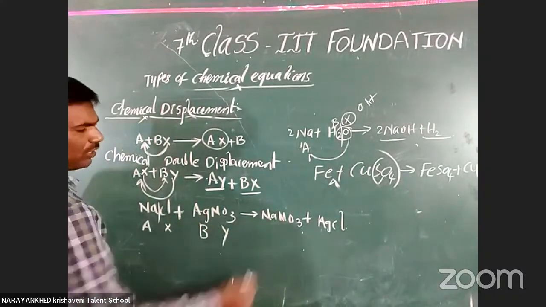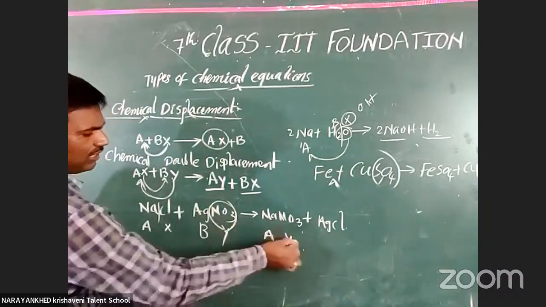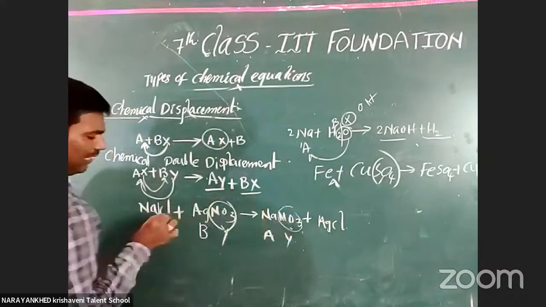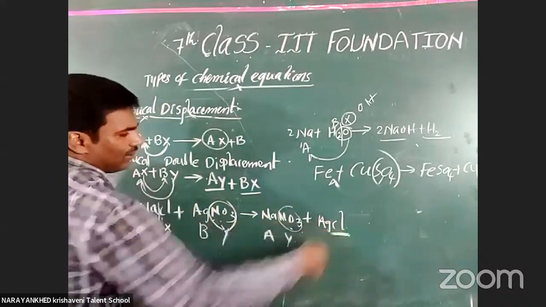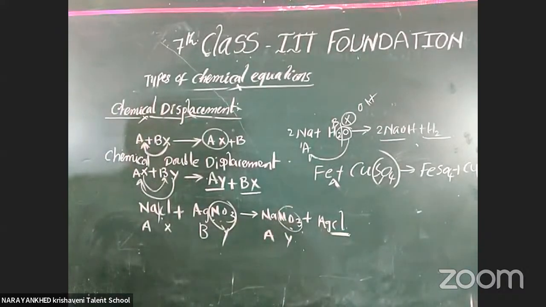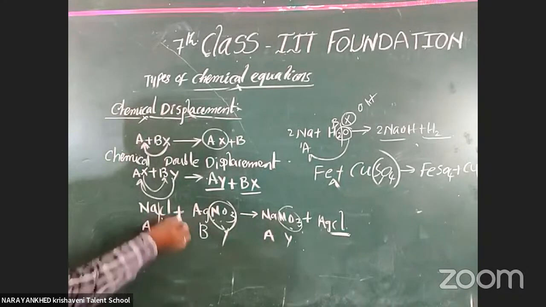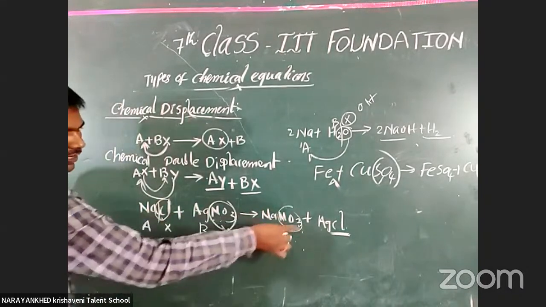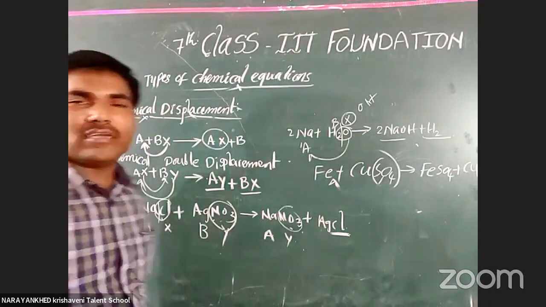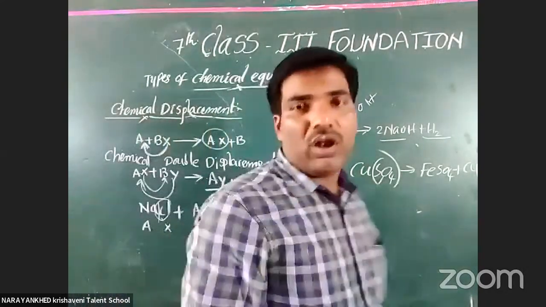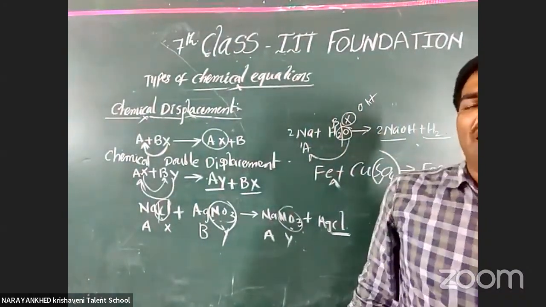Now on the product side, one second. What happened? ANO3. Here Y is replaced by X. And here Y is replaced by what? X. Okay, clear or not? Here X is replaced by Y. Understood all of you? Here X is replaced by Y, and Y is replaced by X. Understood or not, all? There it is called what? Double displacement. These are the types of chemical equations.